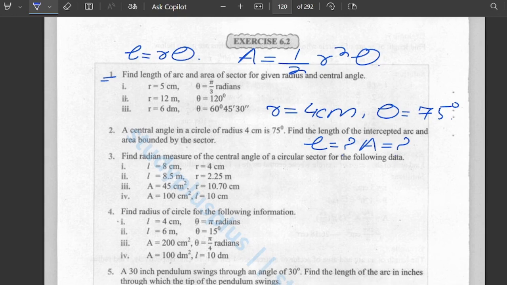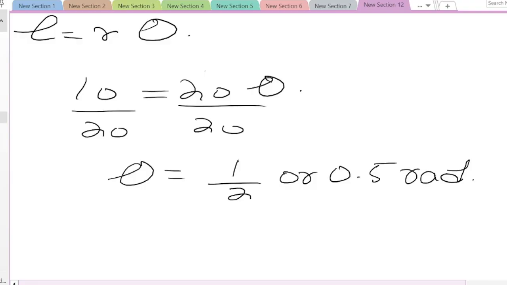Now in question 4, we are given that we need to find the radius of circle for the following information. So here we are given the length of the circle, which is 4 centimeter, and then we are given the theta, which is pi radians. So what is pi radians equal to? Pi radians is equal to 180 degree. Okay, so this will be multiplied with the value of 4, and then we're gonna find the radius. Let's see how this works out.